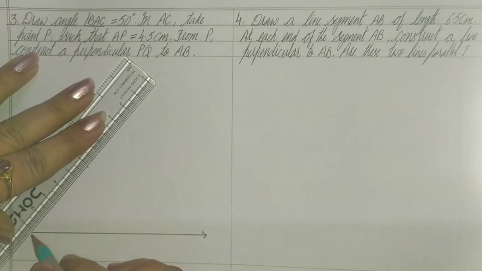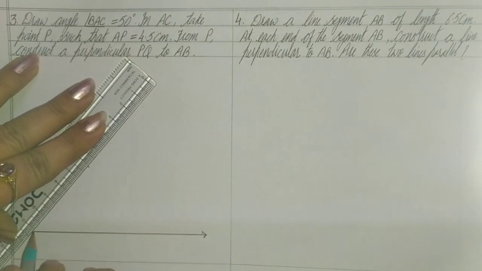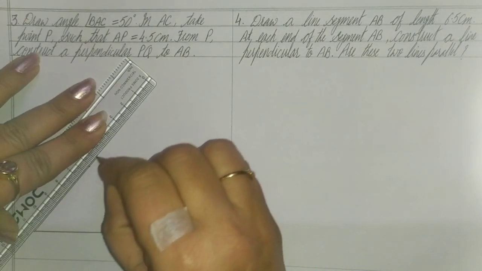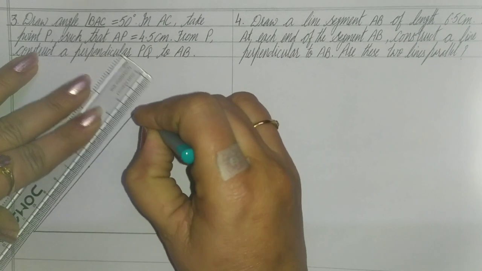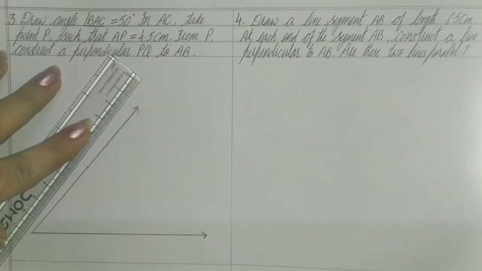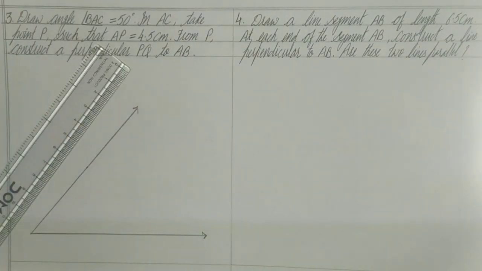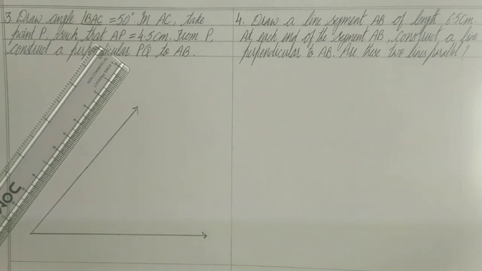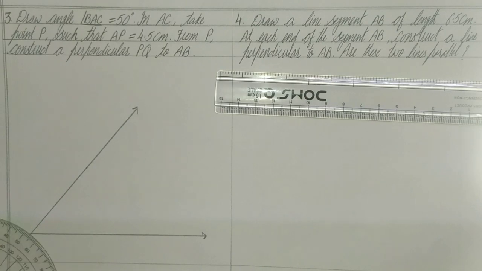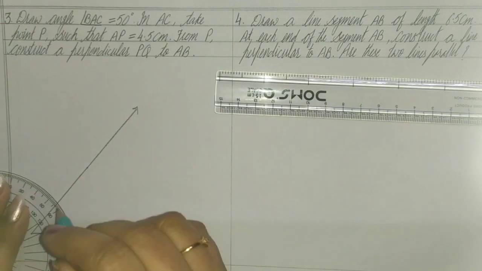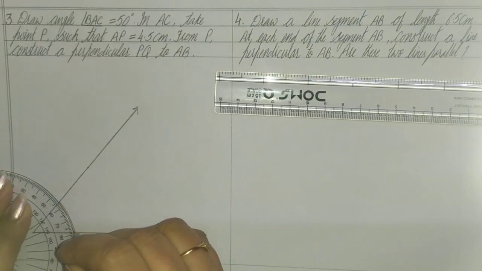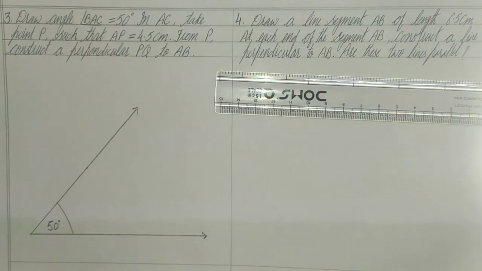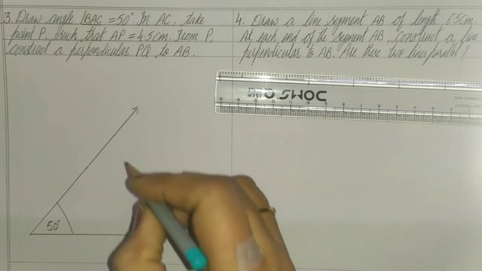Join the starting point of the baseline, this starting point of the ray from the baseline, and draw the ray. So here in this way we have drawn an angle of 50 degrees. Now label it as angle BAC.